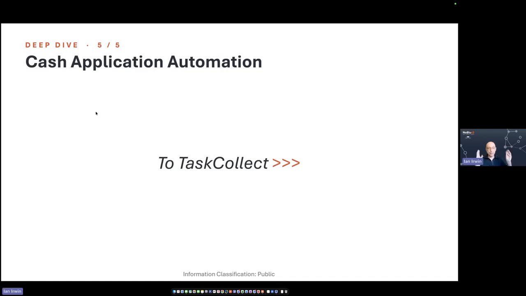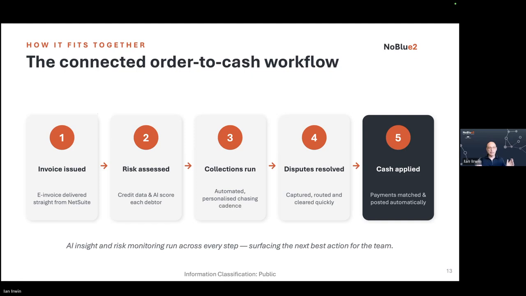Okay, so in summary, TaskCollect is giving us a complete end-to-end solution from invoice being issued via e-invoicing methodologies, risk assessments, all the way through to cash being applied. We've very much broadened the capabilities of TaskCollect to run across that entire value chain, so with collections or orders cash processes.